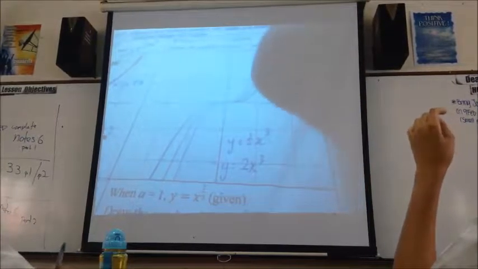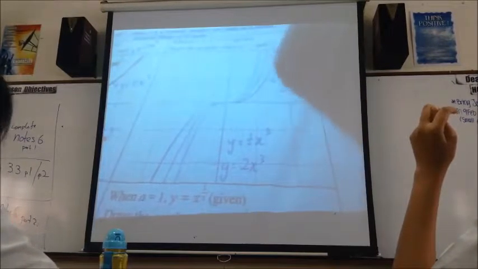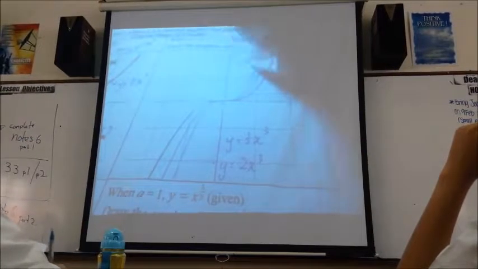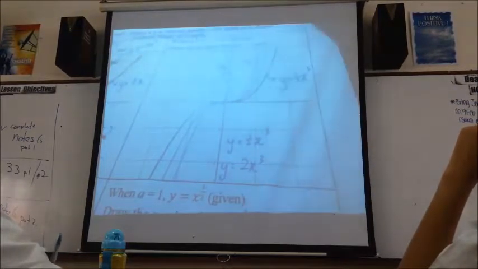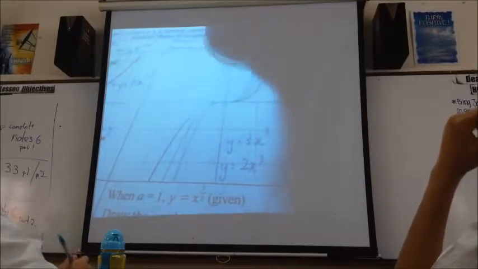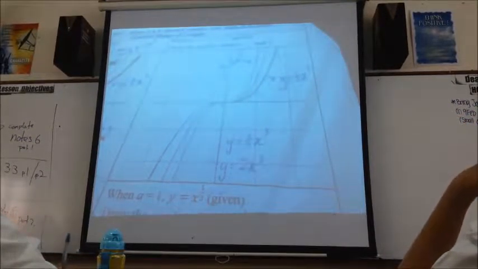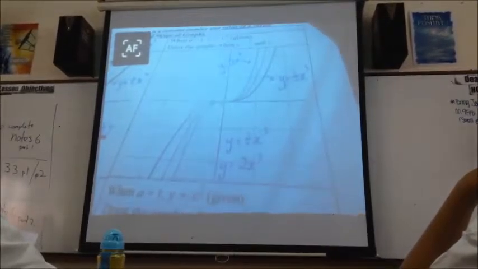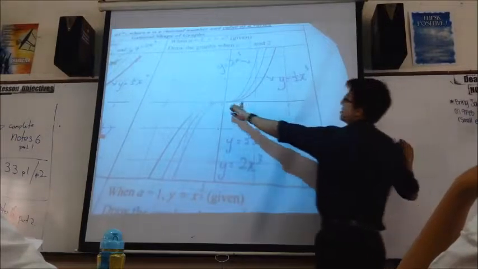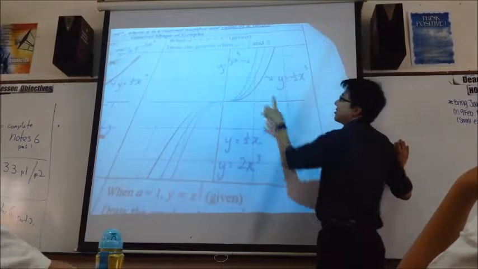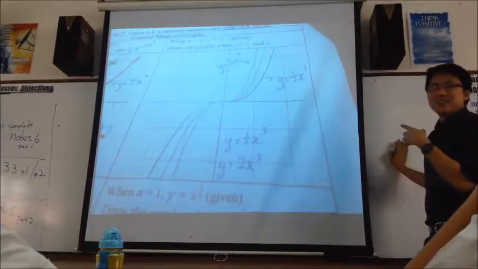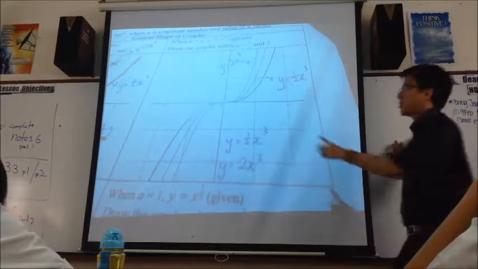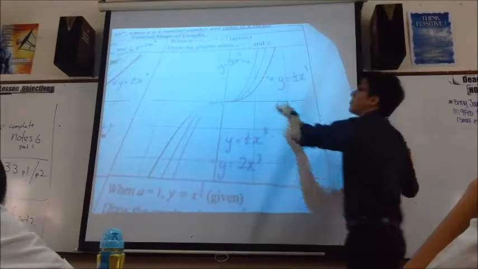How do you label now? This one is y equals to half x cubed, and this one is y equals to 2x cubed. What about the middle one? y equals to 1x cubed. x cubed, no number in front. You follow? So the middle one is just y equals to x cubed.